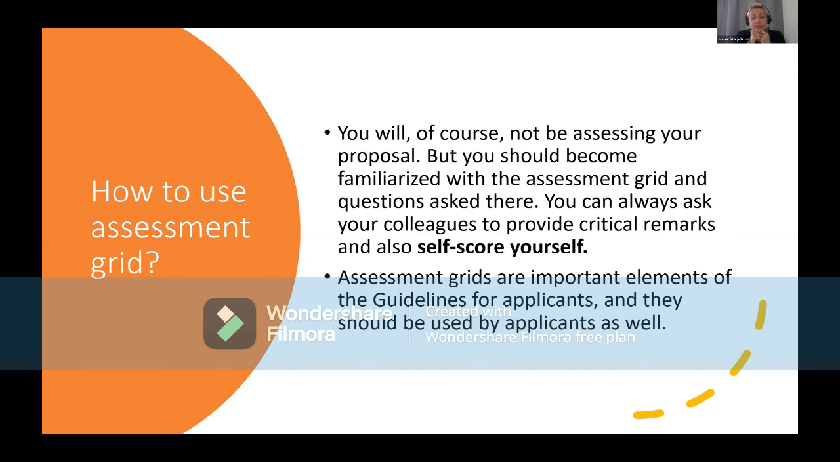So use this grid not to give the final scores to yourself, but you can self-score for the purpose of critical remarks that you can give to yourself, or that can be given by your colleagues or family members who could read your concept note, because it can give you an overview of the points and the scores that you might get in this process.